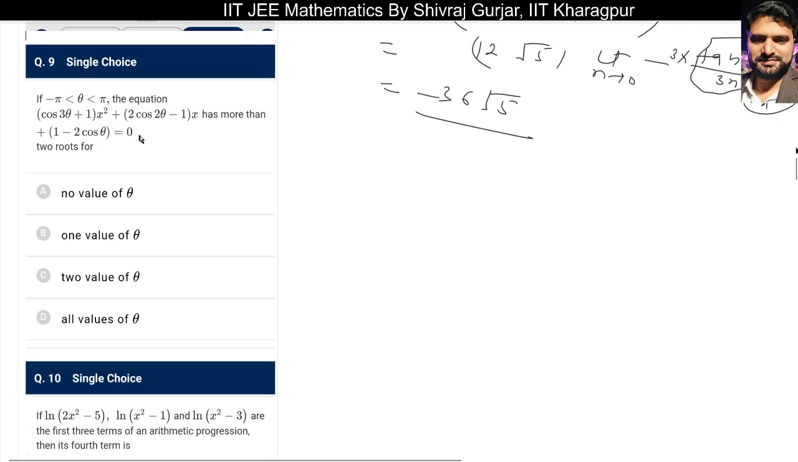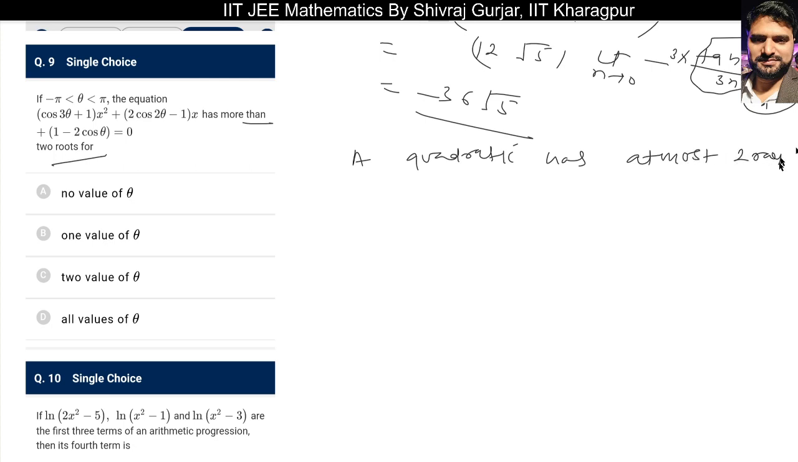Theta is from minus pi to pi and this quadratic has more than 2 roots. We know that a quadratic has at most 2 roots, but here the question is saying that this quadratic has more than 2 roots. That makes this equation an identity. A quadratic can have at most 2 roots, and the question says it has more than 2 roots, which means it is an identity.